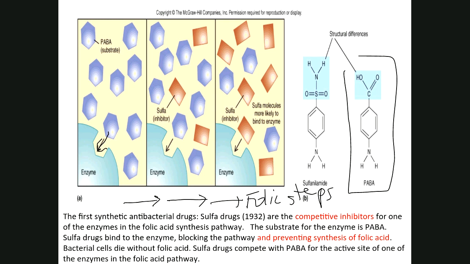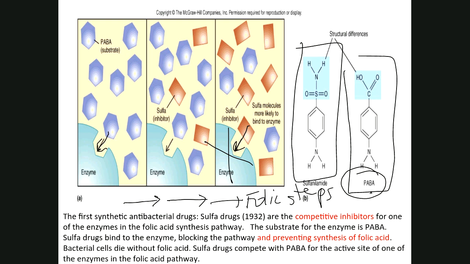Sulfa drugs have a very similar shape as PABA, so the drug could potentially go into the active site of the enzyme. However, that will block the enzyme from making folic acid. This is a very good selective toxicity drug because humans do not have this pathway. Humans cannot make folic acid, so we don't have the enzyme that binds to PABA. So the sulfa drug is not going to hurt us. It will, however, hurt the bacterial cell and prevent it from making folic acid.